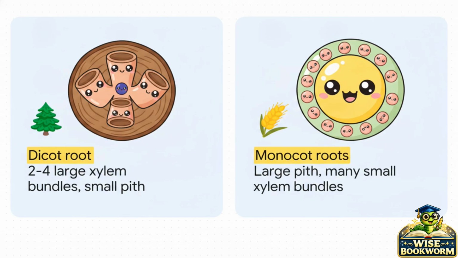When we put the two architectural styles against each other down in the roots, the differences are night and day. Dicot roots only have a few plumbing patches, maybe 2 to 4 xylem bundles, and a really tiny central core, or pith. But because they have that open blueprint we talked about earlier, they can undergo secondary growth and become massive, thick tree roots. Monocot roots have a huge, well-developed central pith, but they do not undergo secondary growth. They stay relatively thin their entire lives.